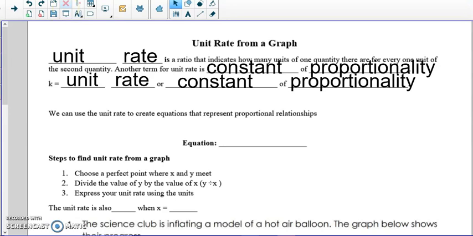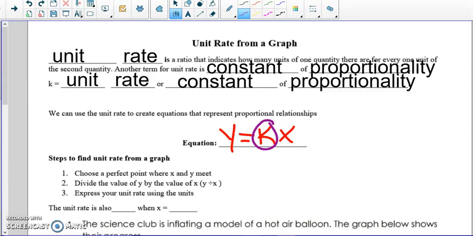We can use the unit rate to create equations that represent proportional relationships. So the equation is going to be in the form y equals kx. K is going to represent the constant of proportionality, so I'm going to use a number to represent K. Y and X will just stay Y and X in my general equation, but I can substitute different values into that equation to solve for unknown values. Doesn't make a lot of sense right now, but it will after our examples.